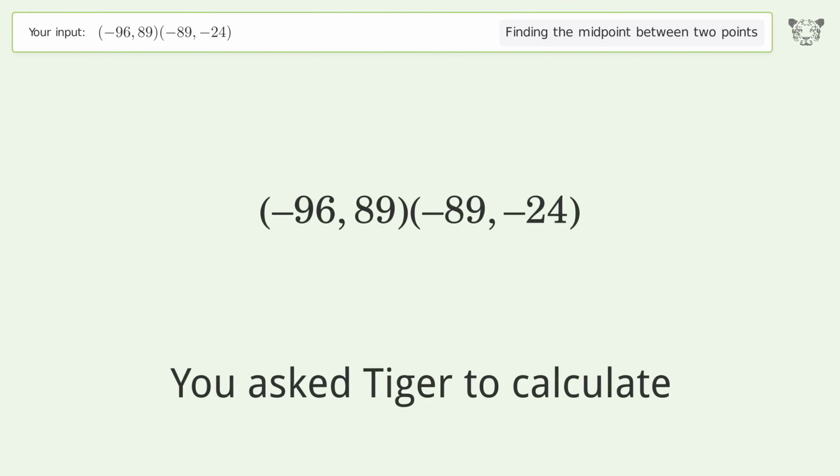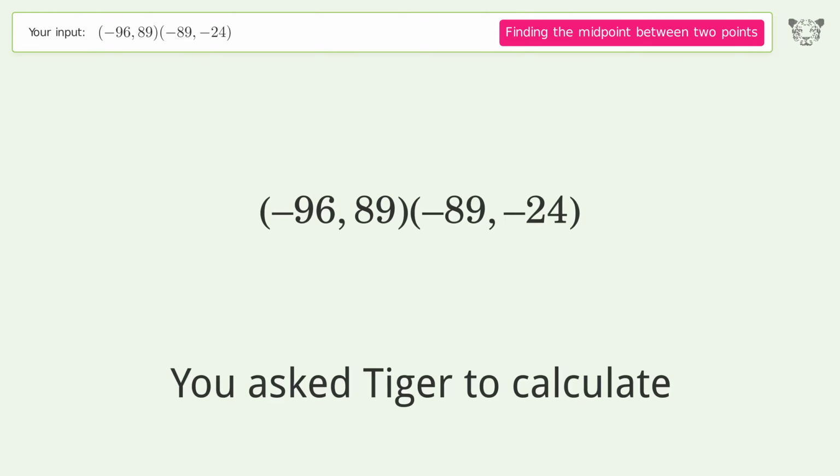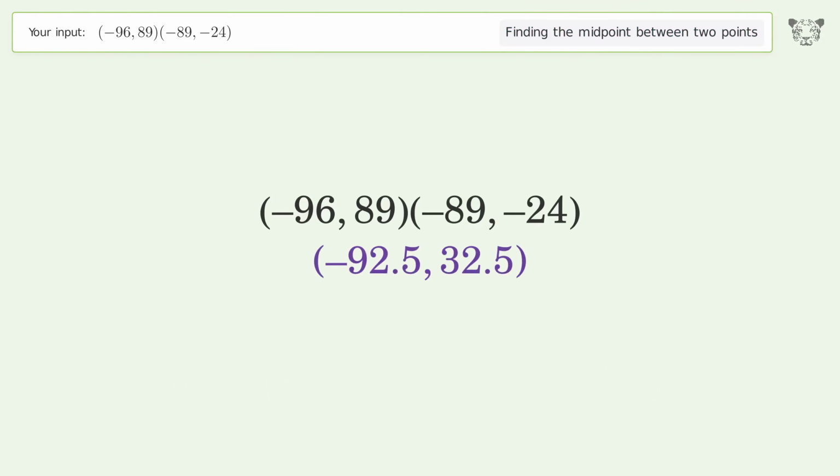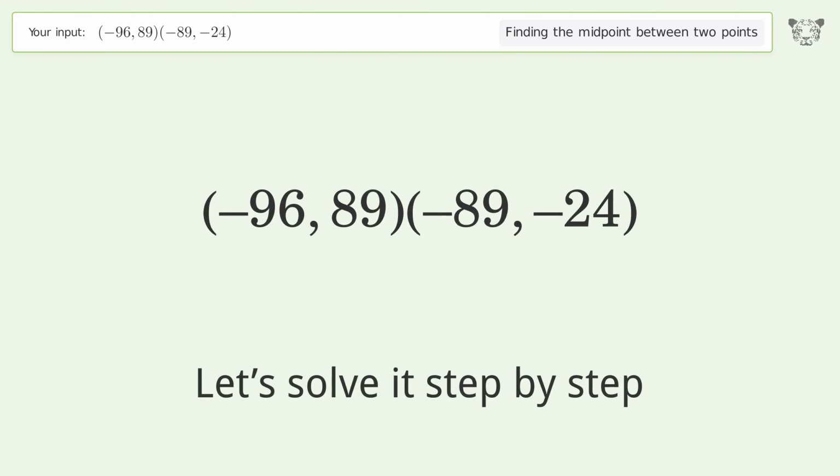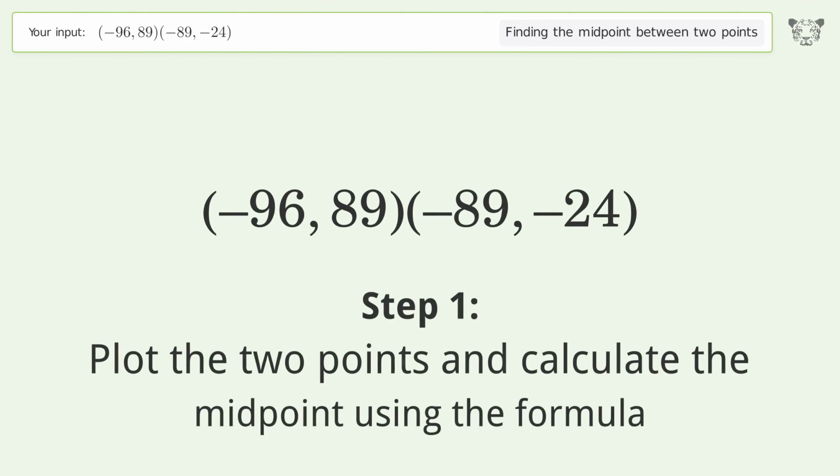You ask Tiger to calculate. This deals with finding the midpoint between 2 points. The midpoint between the 2 points is negative 92.5, 32.5. Let's solve it step by step. Plot the 2 points and calculate the midpoint using the formula.